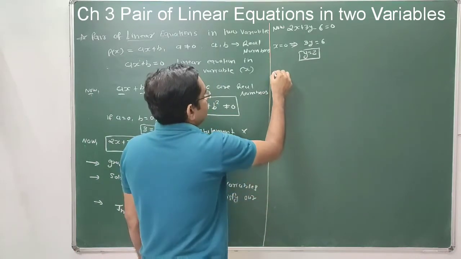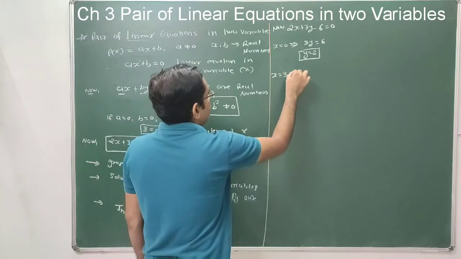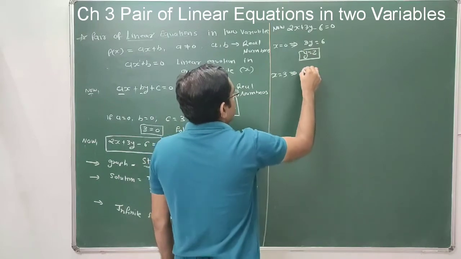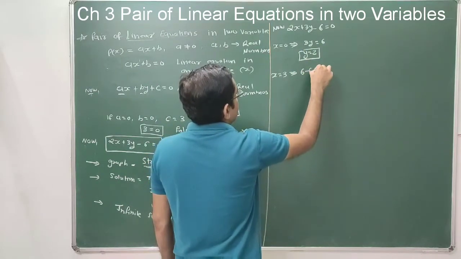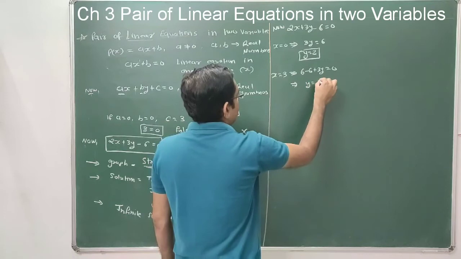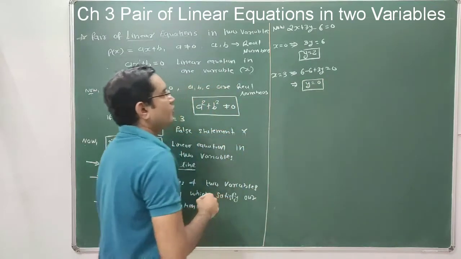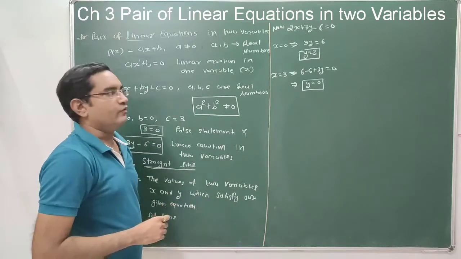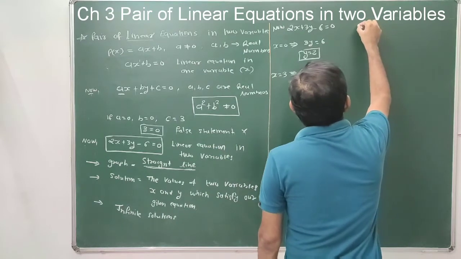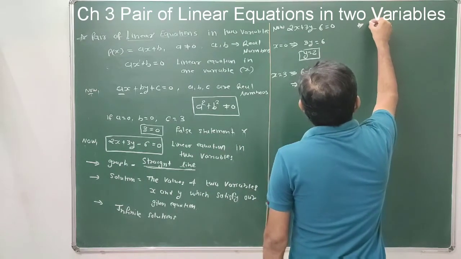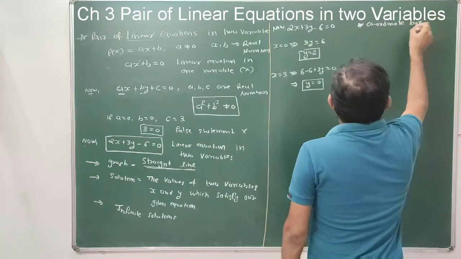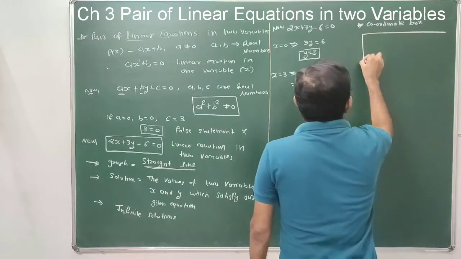If we put x equal to 3, then we get 6 minus 6 plus 3y equal to 0, which implies y equal to 0. So these are the two values of x and y. Now for the next step, you have to draw the table, which is known as the coordinate box. You have to draw one coordinate box that consists of values of x and y.